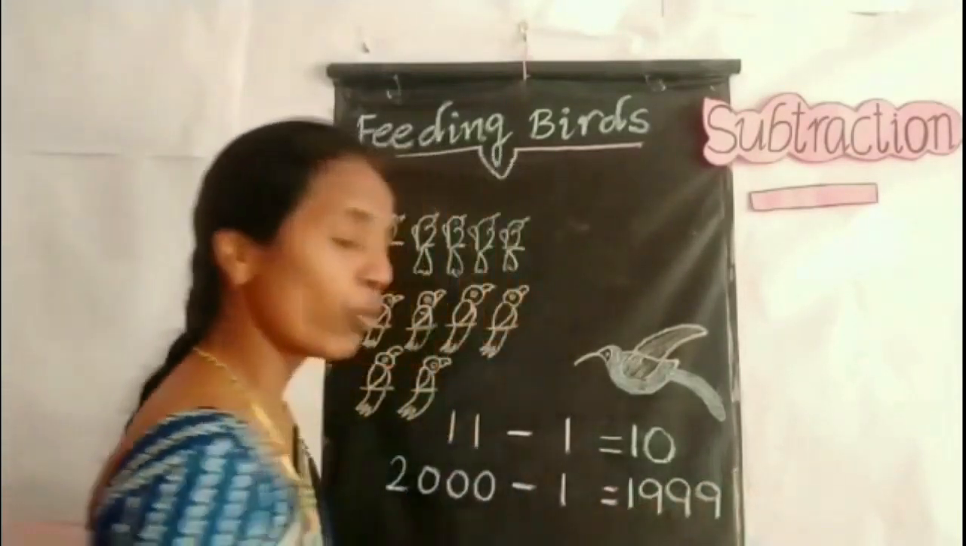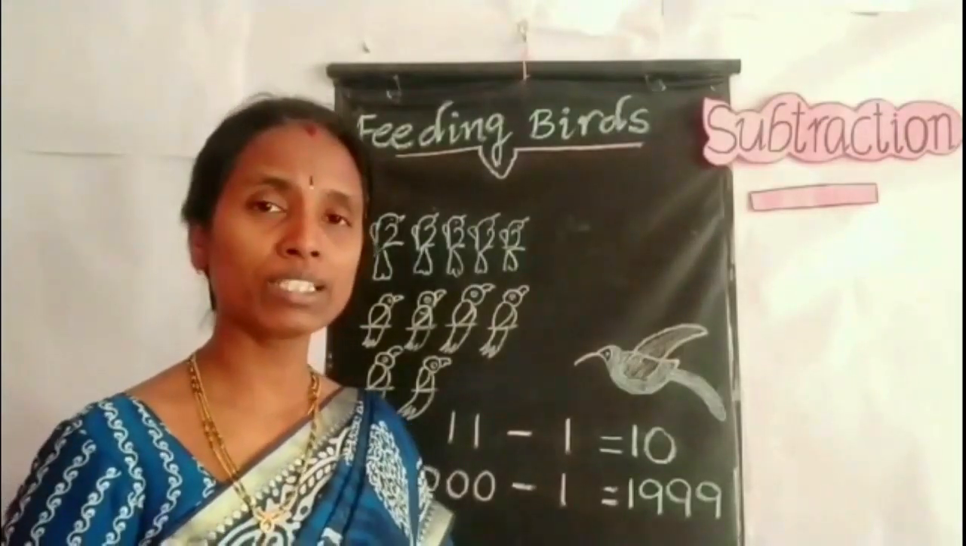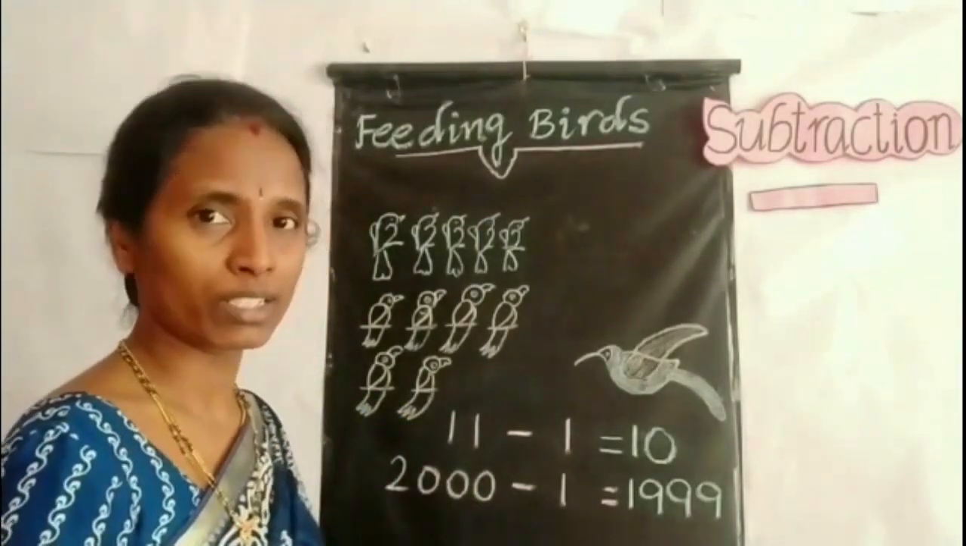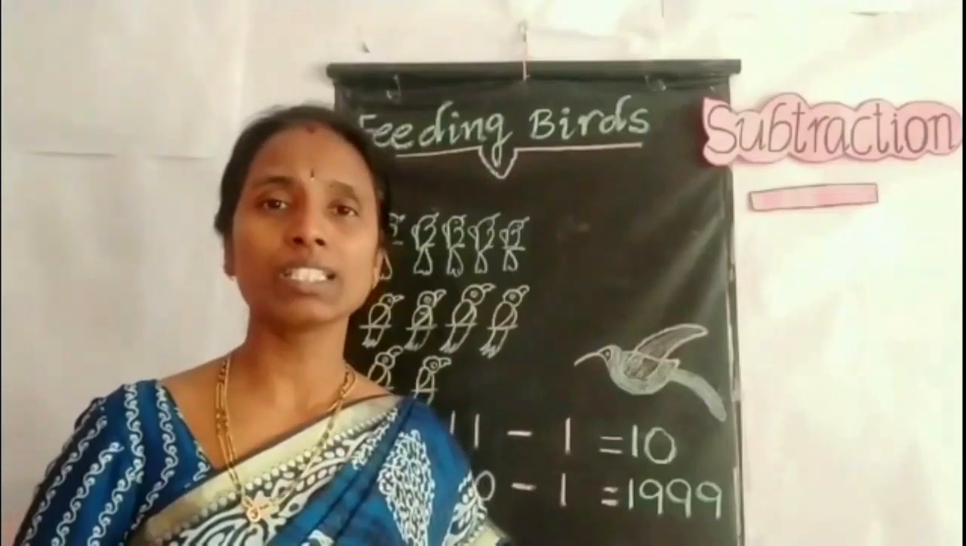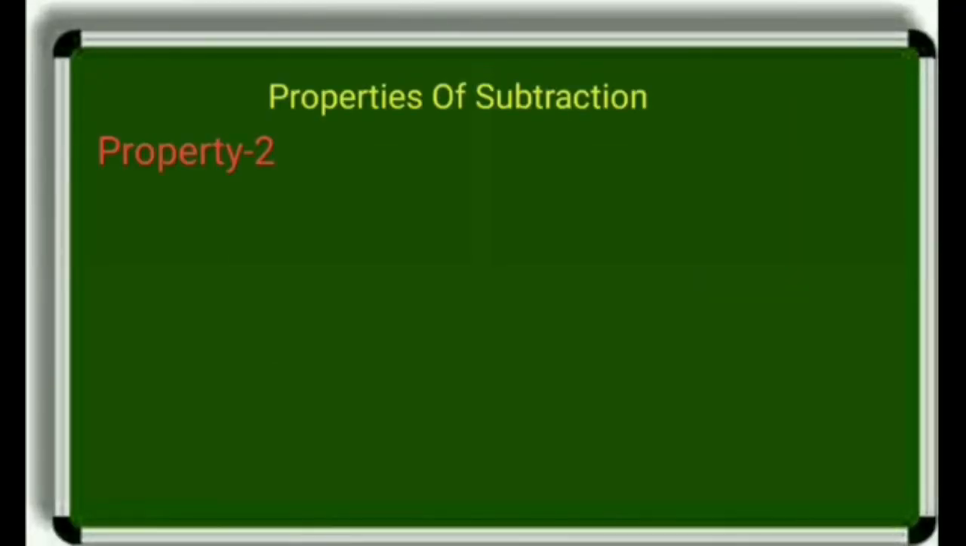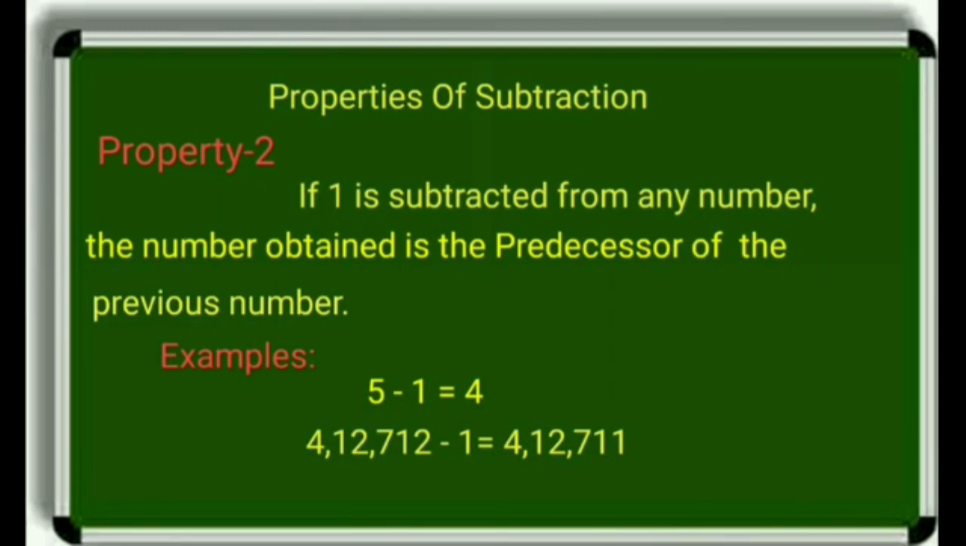1999. Here 1999 is the predecessor of 2000 or not? Yes. So let us see the property 2. Children, property 2. If 1 is subtracted from any number, the number obtained is the predecessor of the previous number.